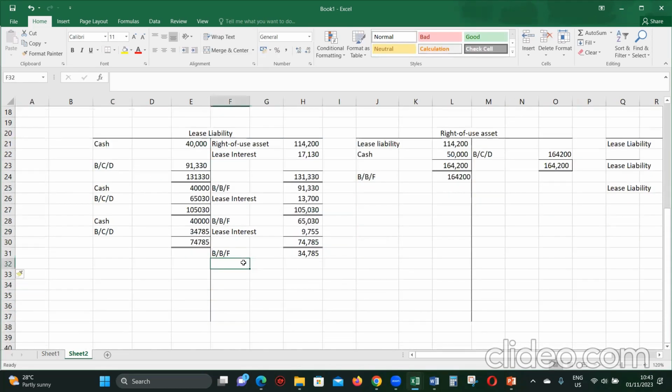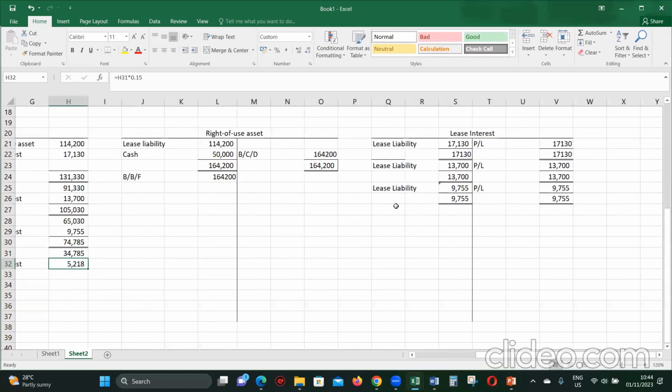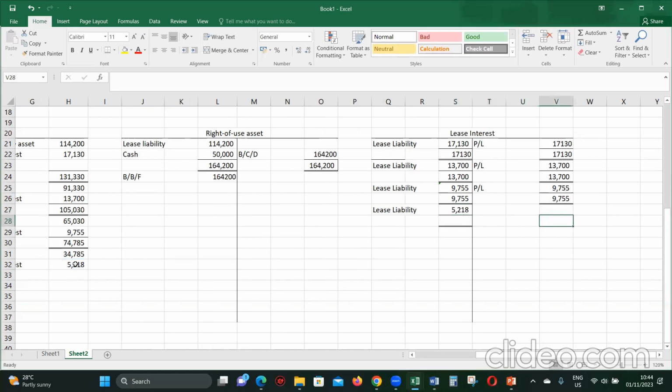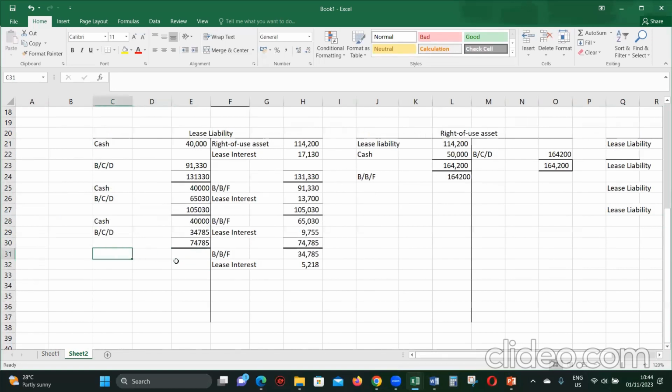Fourth year. This should be the last year, right? Shall we compute lease interest? 34,785 multiplied by 15%. The lease interest is 5,218. That means lease interest for the fourth year is 5,218. I'm taking the total, 5,218. This goes to P&L. Again, in the fourth year, you have to pay 40,000 lease rentals. Then shall we take the totals?